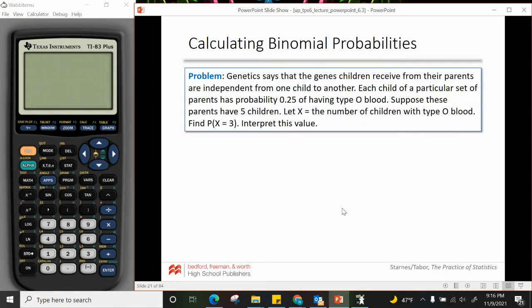The genes children receive from their parents are independent from one child to another. Each child of a particular set of parents has a probability of 0.25 of having type O blood. Suppose the parents have 5 children. Let X be the number of children with type O blood. Find the probability that 3 have this value.